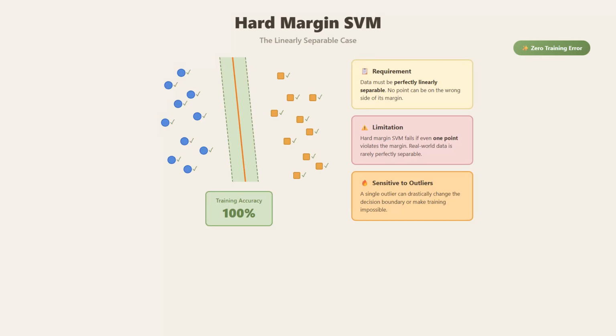If even one point from class A falls on the wrong side of the margin, hard margin SVM fails completely. It cannot find a solution. This sensitivity to outliers is a major weakness. Imagine you have thousands of perfectly separable points, but one single outlier is in the wrong place. The entire algorithm breaks down. This is why hard margin SVMs are rarely used in practice. Instead, we need a more flexible approach that can handle some misclassification while still finding a good decision boundary.